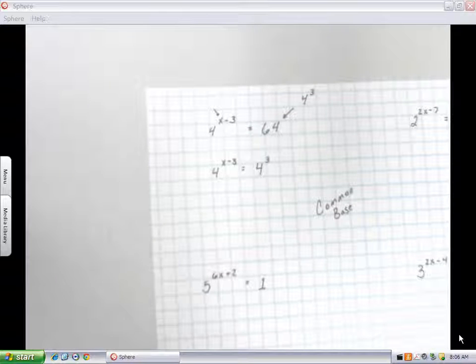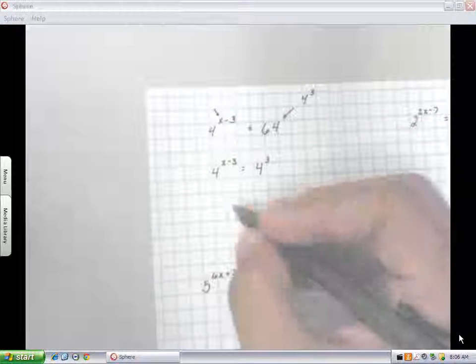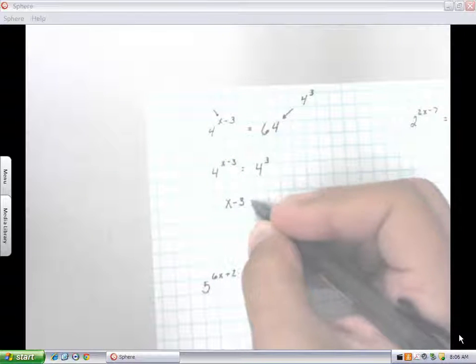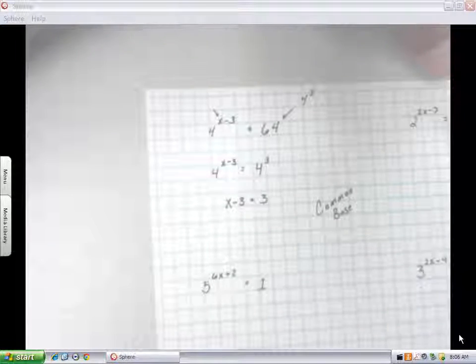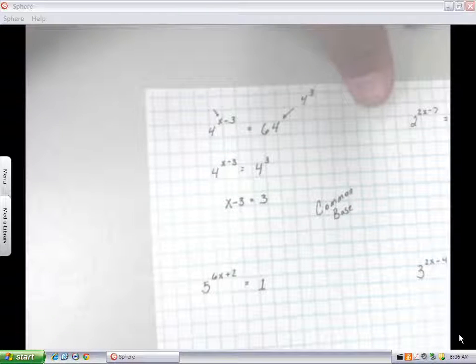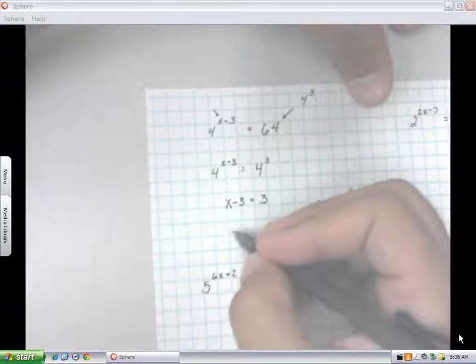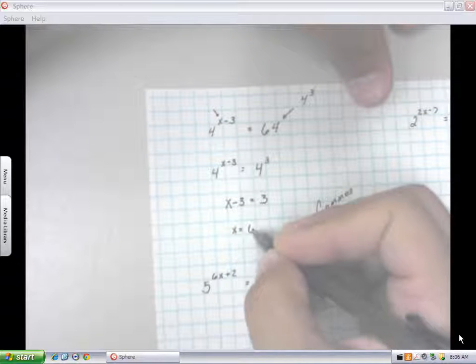So since the bases are the same, I can assure that the two sides of the equation will be the same if the exponents are equal to each other. So essentially, once I've made those bases the same, I've said let's forget about the bases, let's pay attention only to the exponents. So now I have x minus 3 equal 3, solve for x, x equals 6, by adding 3 to both sides.